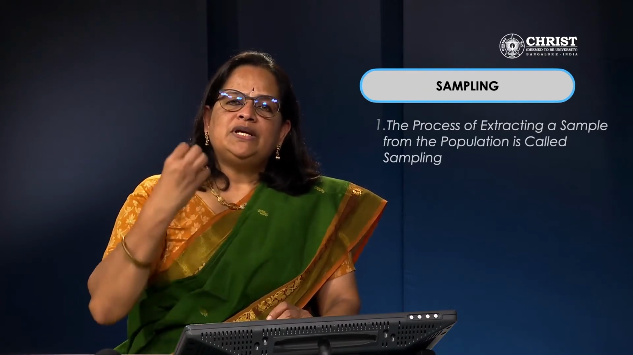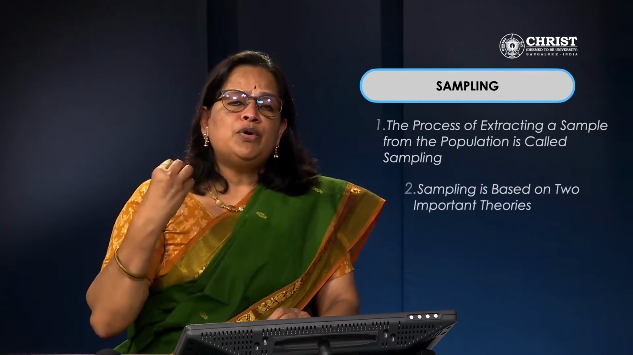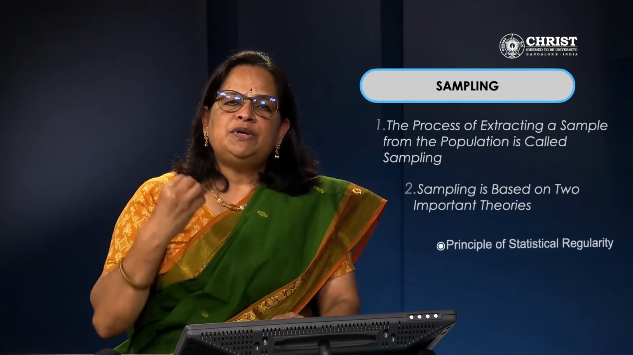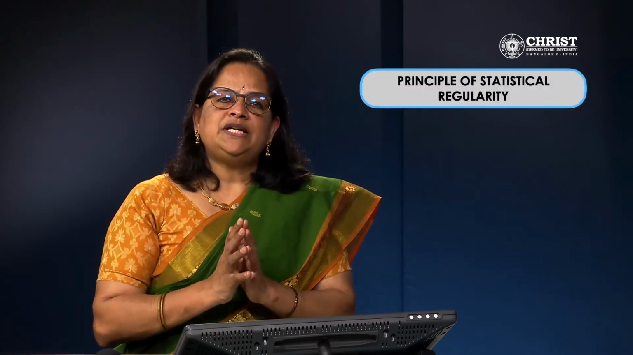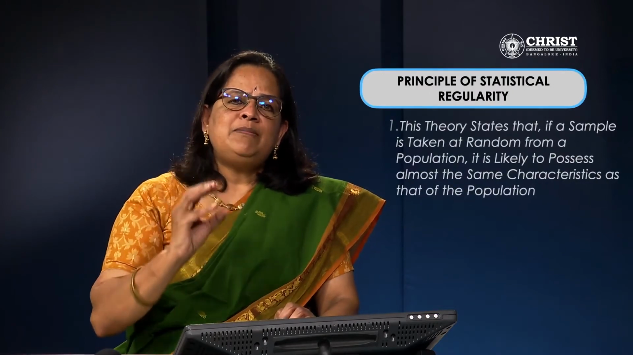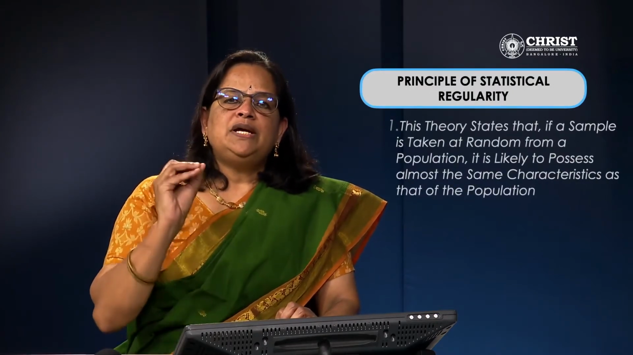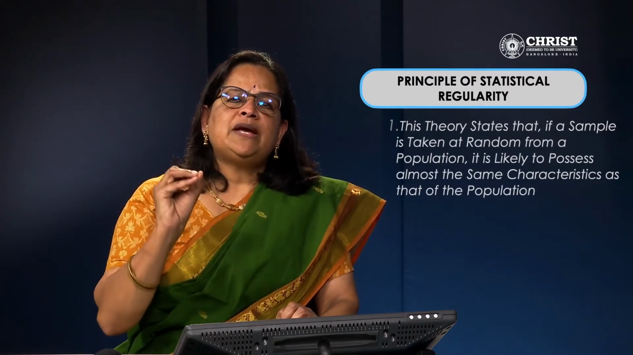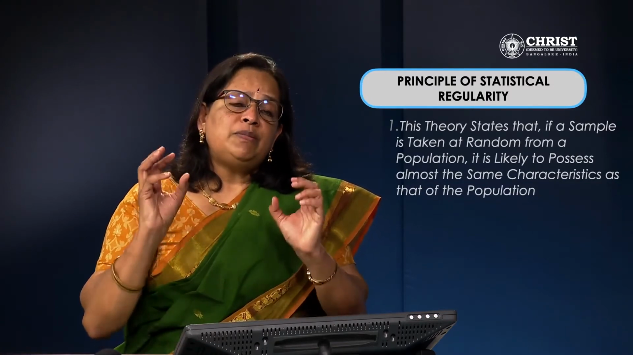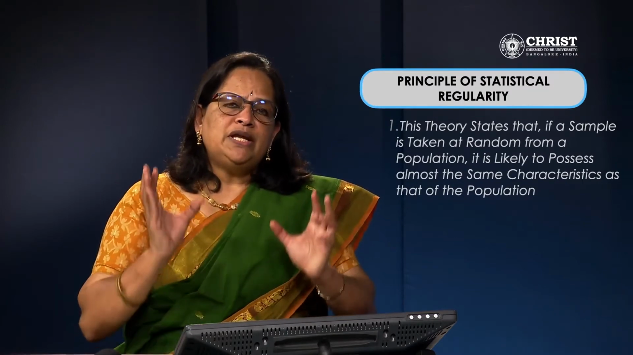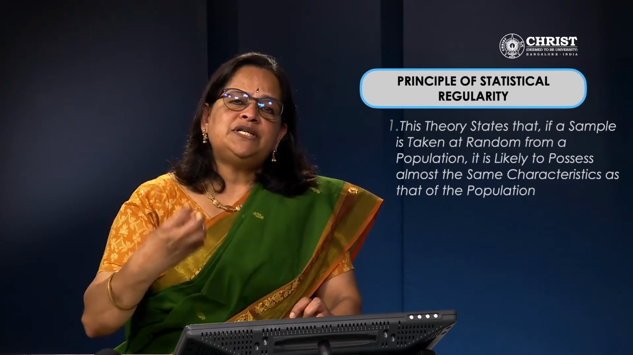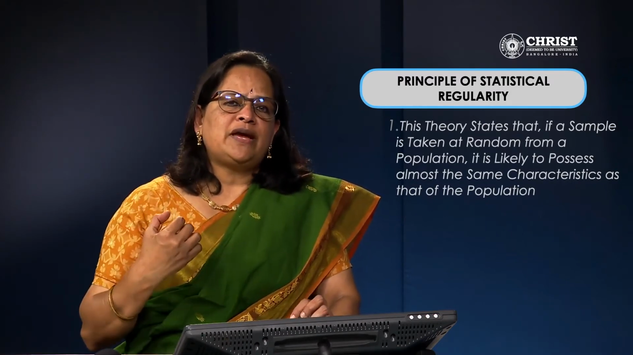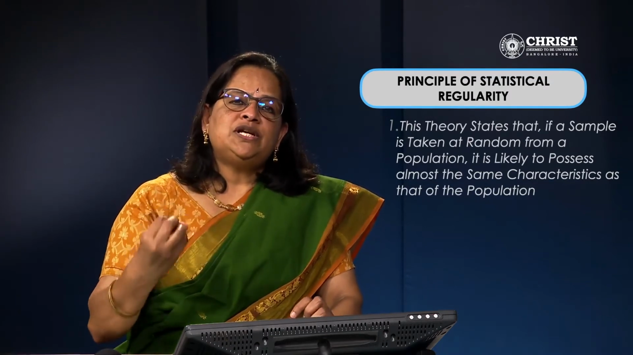Now, the theory of sampling is based on two important principles. The first is the principle of statistical regularity, and the second is the principle of inertia of large numbers. The principle of statistical regularity states that if a sample is taken at random from a population, it is likely to possess almost the same characteristics as the population. From a crowd of 10,000 students in a university, if you take 500 students, these 500 will resemble the same characteristics as the 10,000 students on the campus. So that is the principle of statistical regularity.